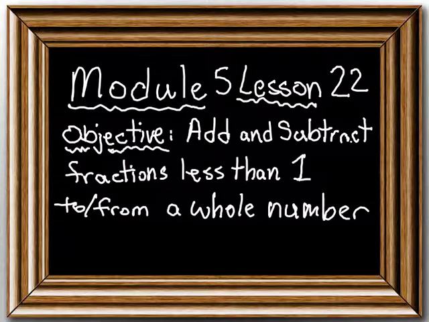This is Module 5, Lesson 21. In this one, we will be adding and/or subtracting fractions less than 1 from or to a whole number. So we'll be taking or adding fractions to a whole number, and that number may be anywhere from 5, 6, or 7. So get your whiteboards out and get ready, and when you are ready, you can move on with the video.